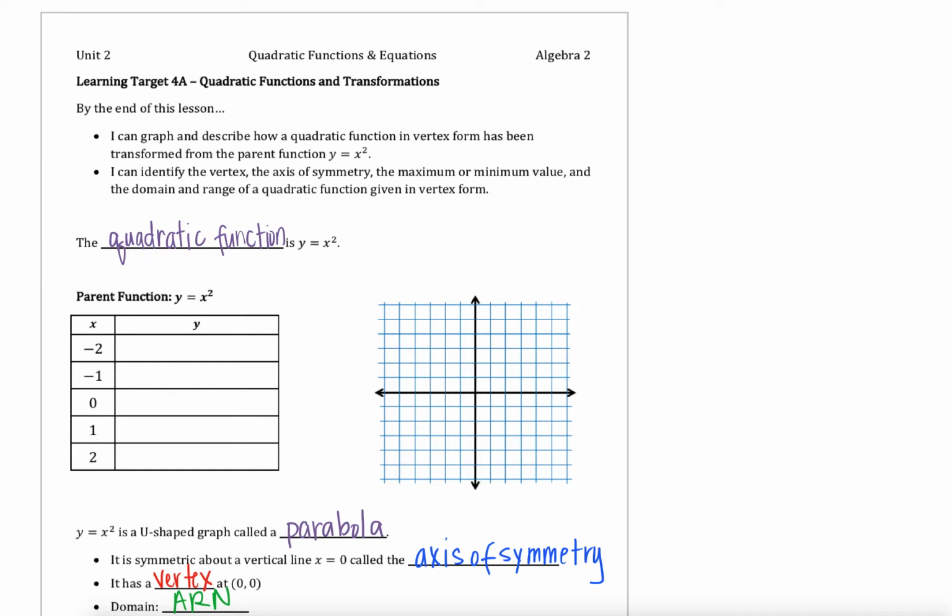We will also be able to identify the vertex, the axis of symmetry, determine if the vertex is a maximum or minimum value, and find the domain and range of a quadratic function in vertex form. So let's start with what a quadratic function is. The most simple form of it would be y equals x squared, and that's going to be our new parent function that we're going to be looking at for this unit. So let's graph that parent function.